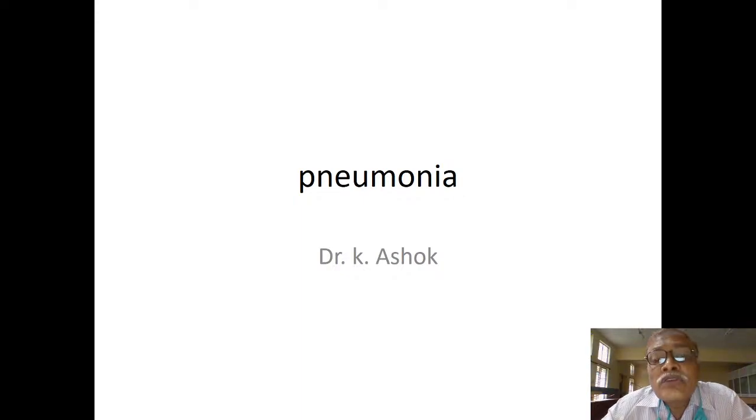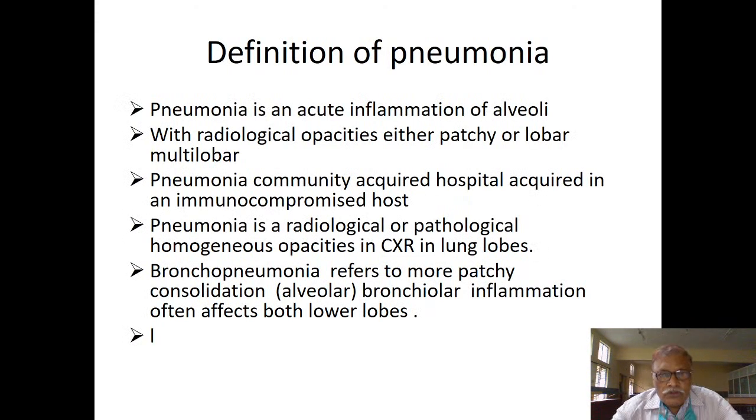Today's topic is pneumonia, which is a very commonly asked question for you. The definition of pneumonia is an acute inflammation of alveoli with radiological opacities, either patchy or lobar or multilobar. Pneumonia may be community acquired, hospital acquired, or in an immunocompromised host. Pneumonia is a radiological or pathological homogeneous opacity in the chest X-ray in lung lobes.